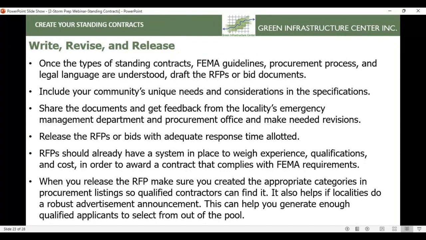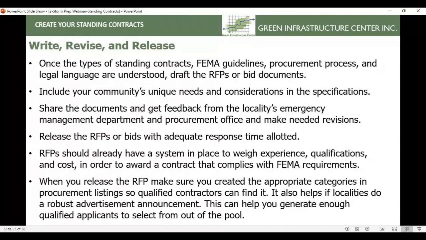Yeah, so once you have the different pieces or elements in your contract, start writing it up. Research those guidelines, talk to your procurement officers, make sure that the legal language is there and is understood. Include your community's unique needs and considerations that Darren had talked about specifically for Alexandria. Share the documents and get feedback from your local emergency management department as well as other municipal staff, and then release the RFP or bids with adequate response time allotted.